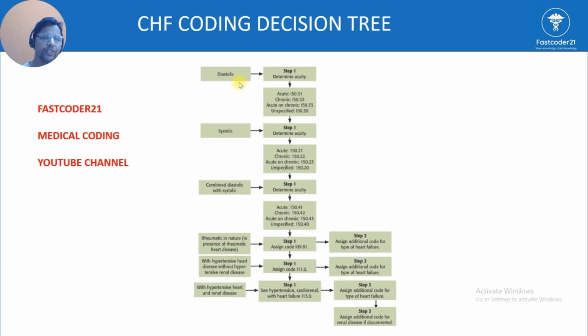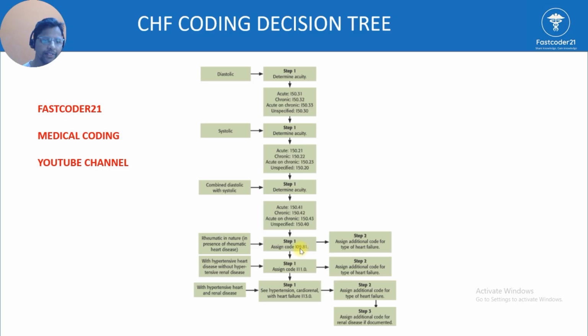So for example, if you know the type of the heart failure, you need to find the acuity first, and based on the acuity you need to use these codes. So our minimum base level code is I50.20. This is for systolic, I50.30 is for diastolic, and I50.40 is for combined systolic and diastolic.